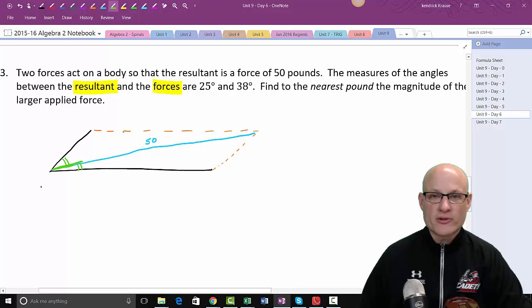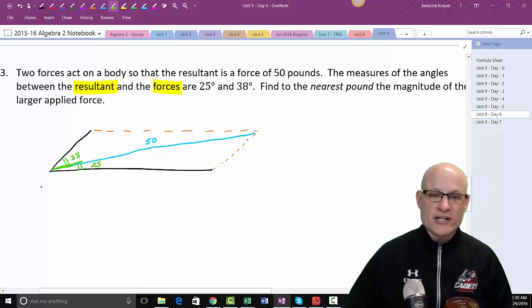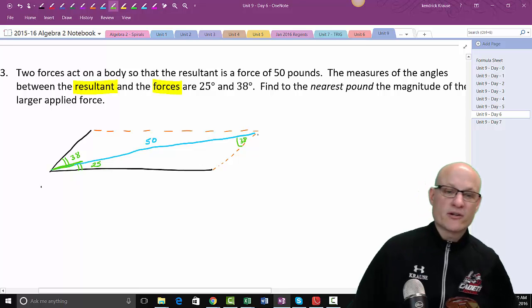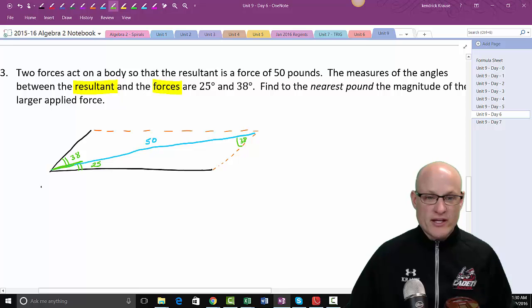Now where do you think you're going to put the 25? On the smaller one, obviously. And then 38 on the larger one. It just makes more sense. And that's one of the reasons why you want to have one longer than the other. Well, if that's 38, then this is 38, because they're alternate interior angles. Now, 25 and 38, I'm just going to find all the angles. It usually helps me out.